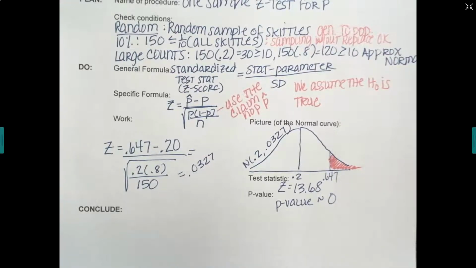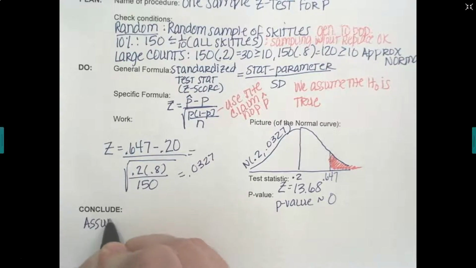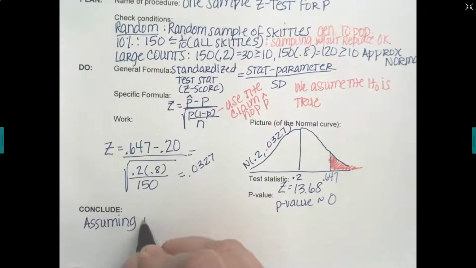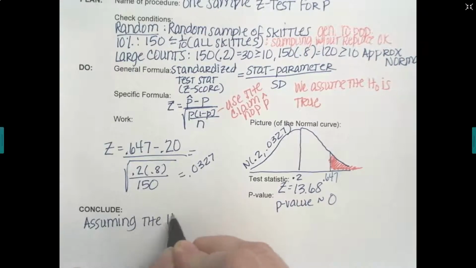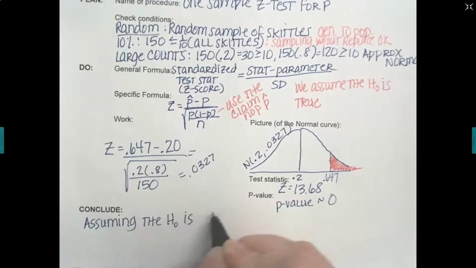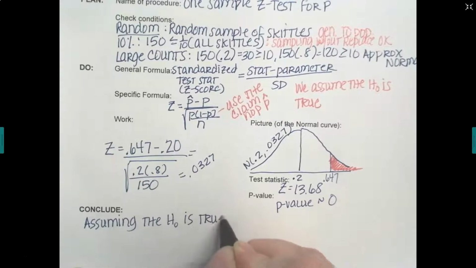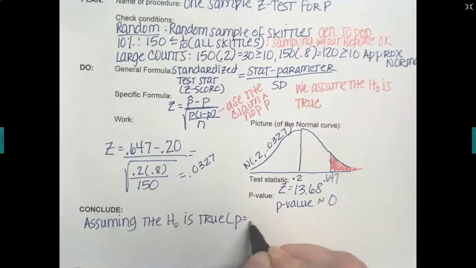All right, so let's do a conclusion here. We've done our state, plan, do, and then you always need to have a conclusion. So when we do this, we did this in our other problems, we're going to put two sections together. First, you always want to say you assume the null to be true. So assuming the null is true, and here I'm just going to put p equals 0.2 to remind the reader.